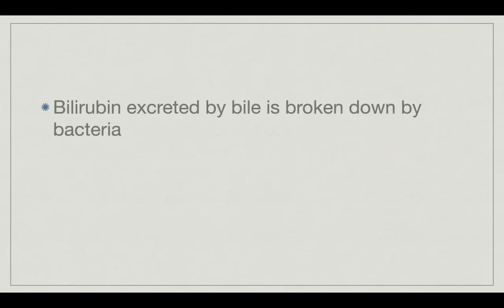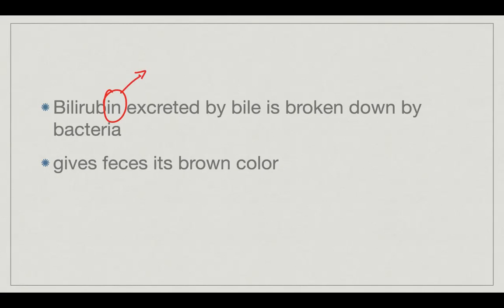Now, there is a protein called bilirubin that is excreted by the bile. That's broken down by bacteria, and this gives feces its brown color. Again, just as a biology vocab clue, if you have a biological term that ends with the suffix -in, that indicates protein, just like I talked about pepsin before, and pepsinogen, right? Okay.